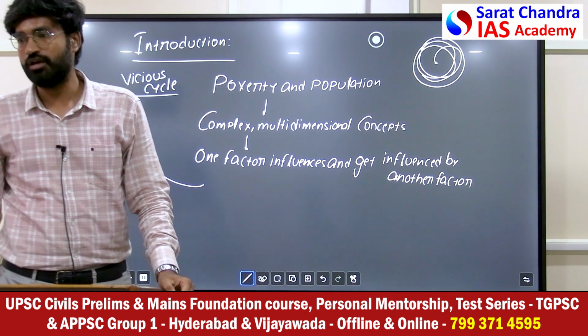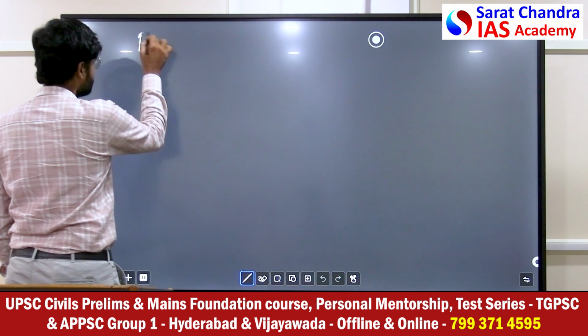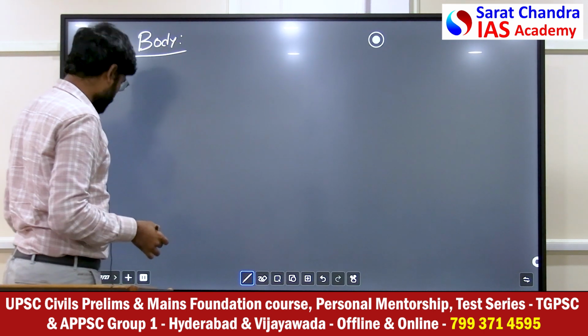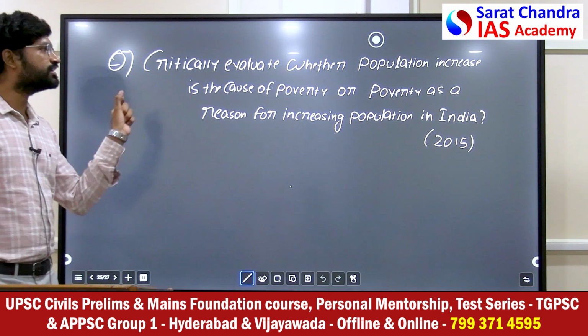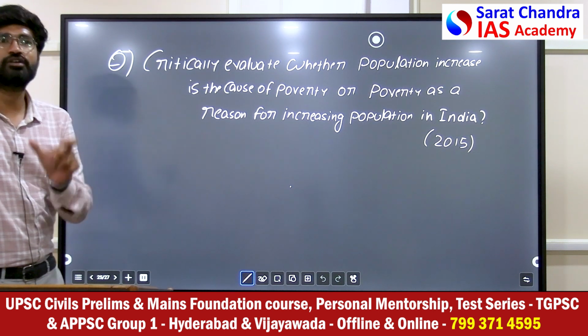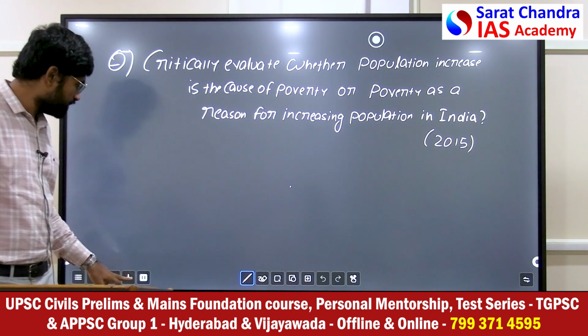Introduction of this question. Then body of the question. When it comes to the body, the first part of the question is saying that population increase is the cause of poverty. For the first part, you need to give the reasons for how population increase is the reason for poverty.